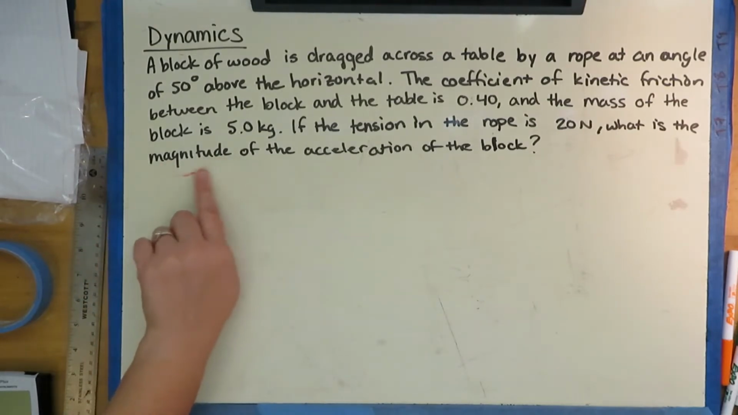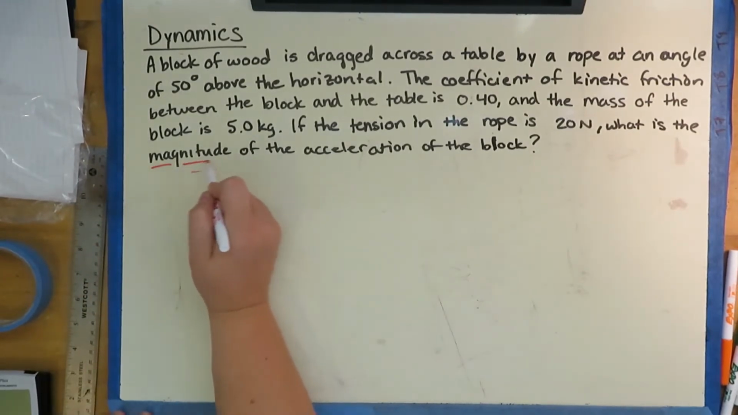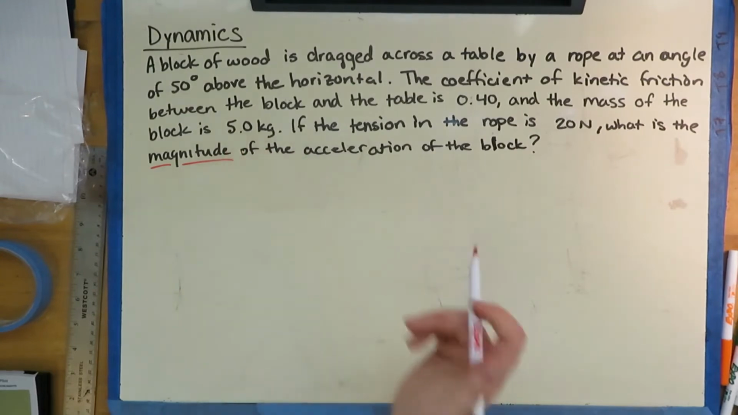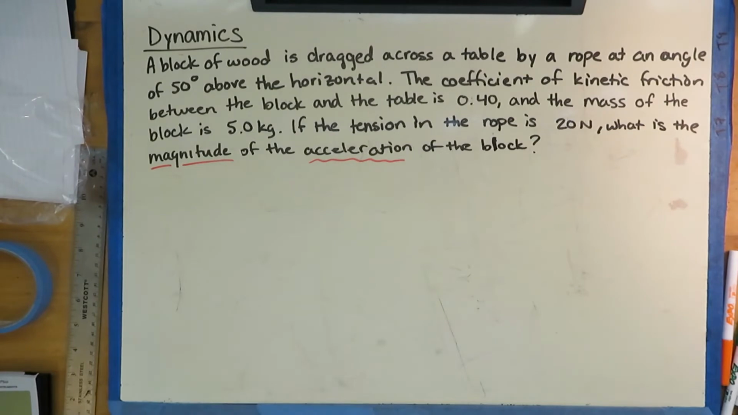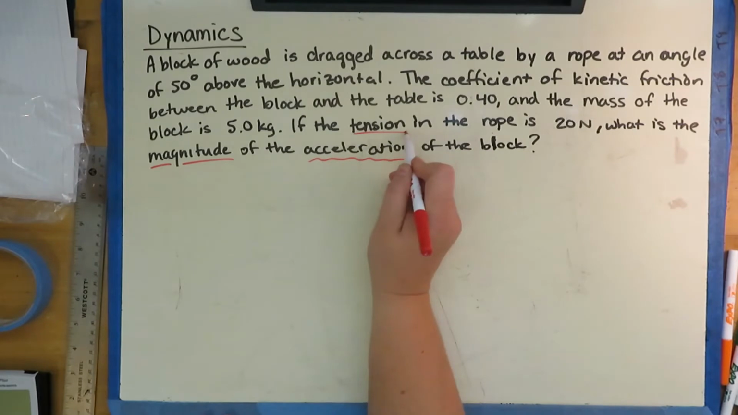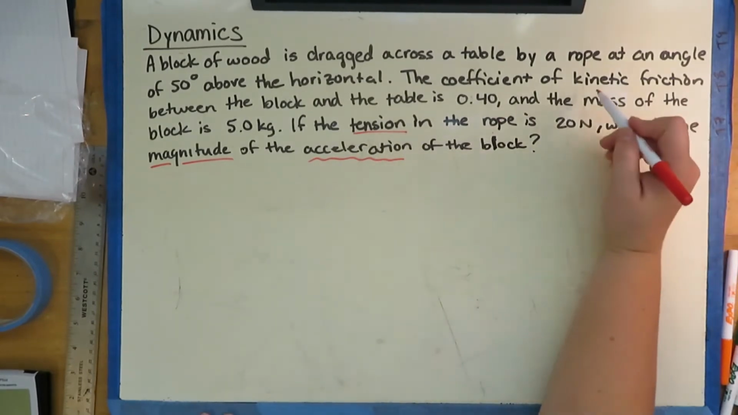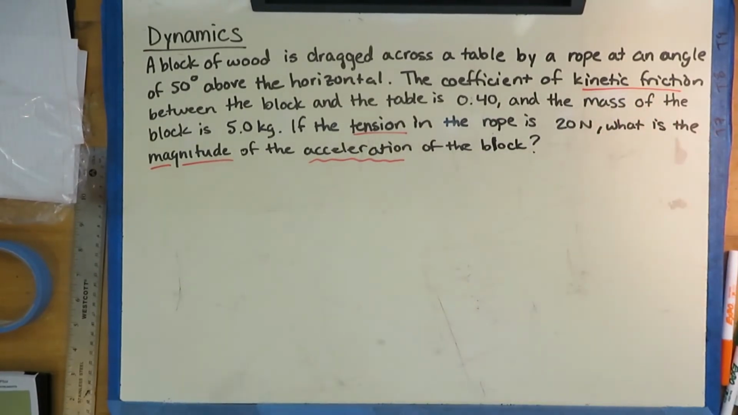Because it's asking for a magnitude, we do not have to worry about a vector direction at the end. So our goal is to find the acceleration. It's giving us some clues: there is tension, there is kinetic friction, and we know quite a bit about the tension and the kinetic friction, which is nice. It doesn't mention anything else. It does mention mass, which implies, of course, that there's a gravitational force, and therefore a normal force because we are sitting on a surface.